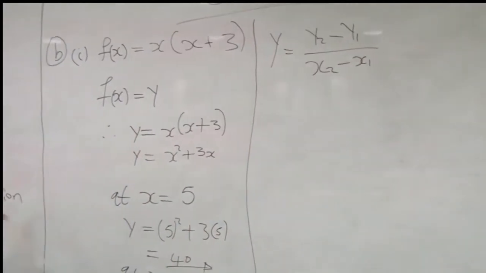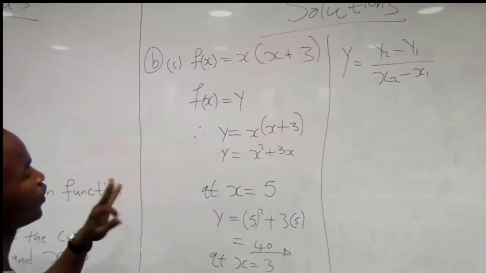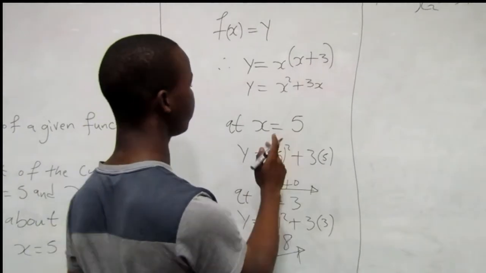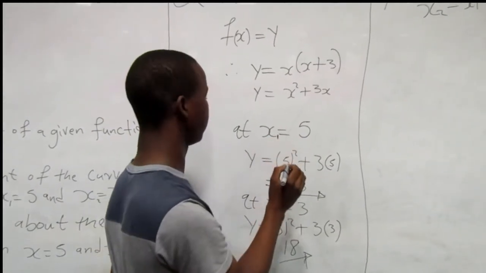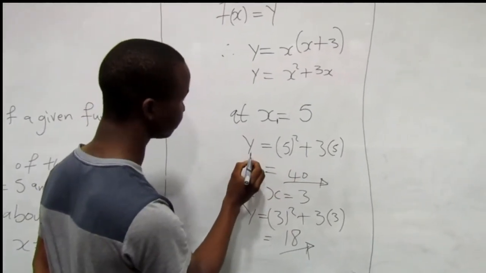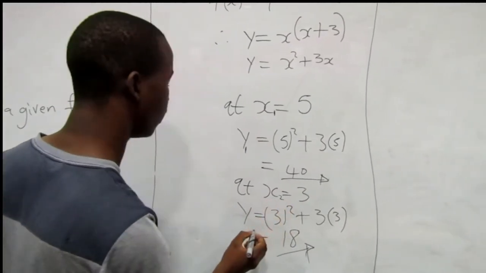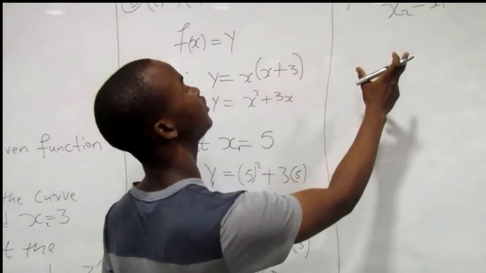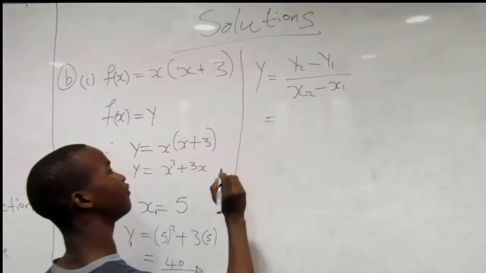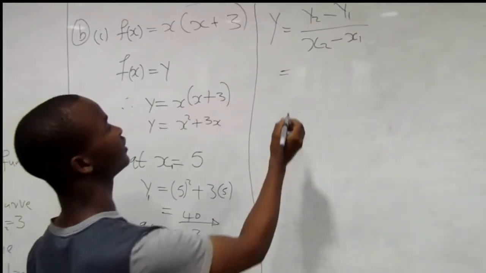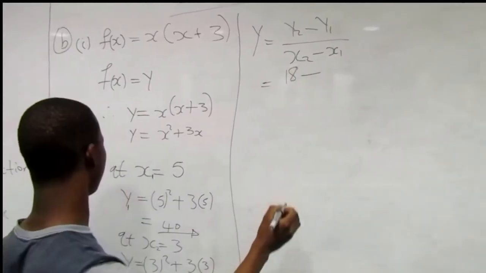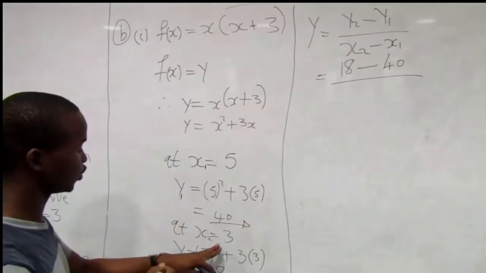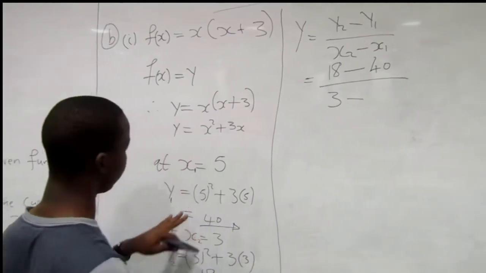Now we come again to our solution and look for x1, x2, y1, y2. We started with x equals 5, so we make this our x1. Then this is our y1. Again, this is our x2, and this is our y2. We substitute these into the general formula. y2 is 18 minus y1 which is 40, and x2 is 3 minus x1 which is 5.